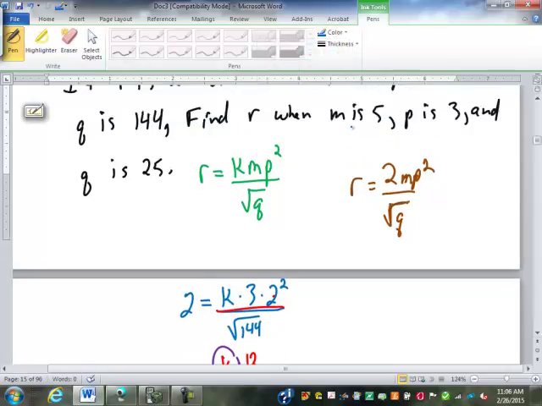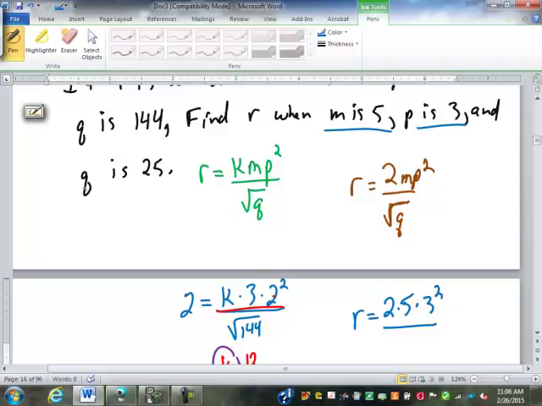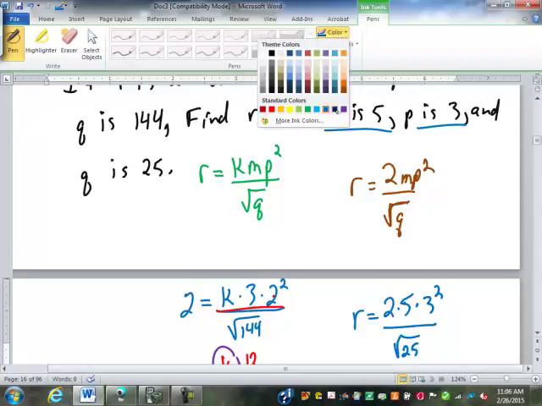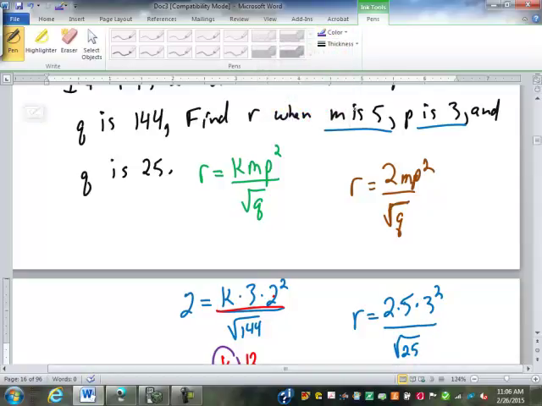What's next? Well, we're trying to find R when M is 5. So 2 times 5, and P is 3, so times 3 squared. And Q is 25, so the square root of 25. Everybody with me so far? You need me to pause? You're good?